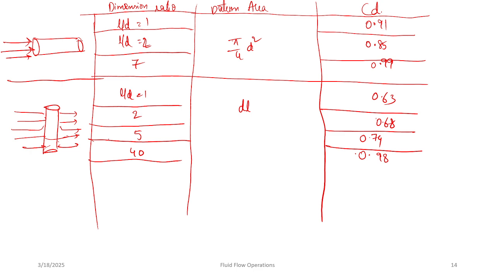And if L by D becomes infinite, that means it has a very large length, like the diameter is minimal when compared to the length of the cylinder. In that case, CD becomes 1.2.